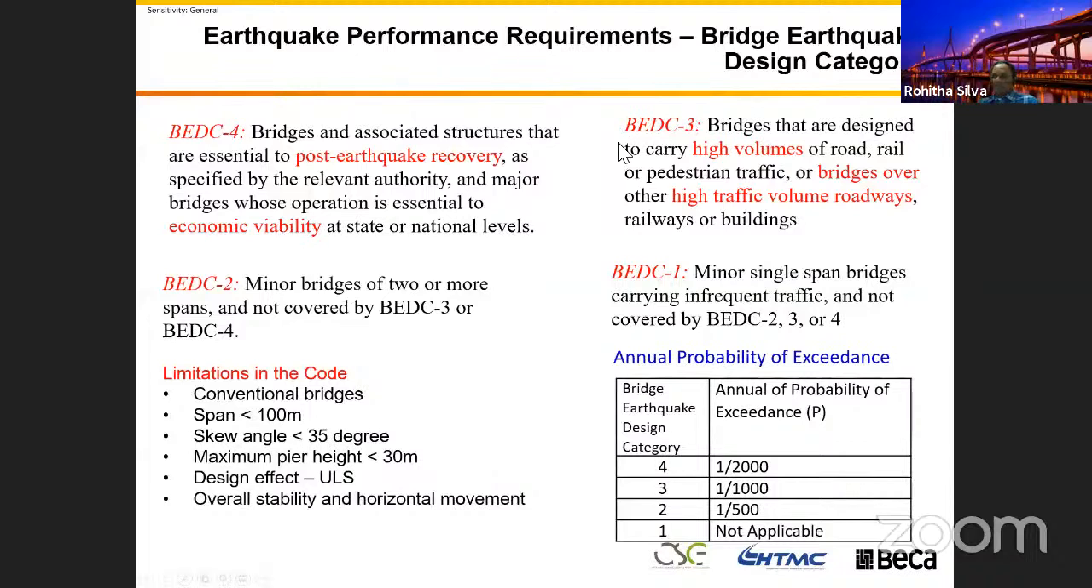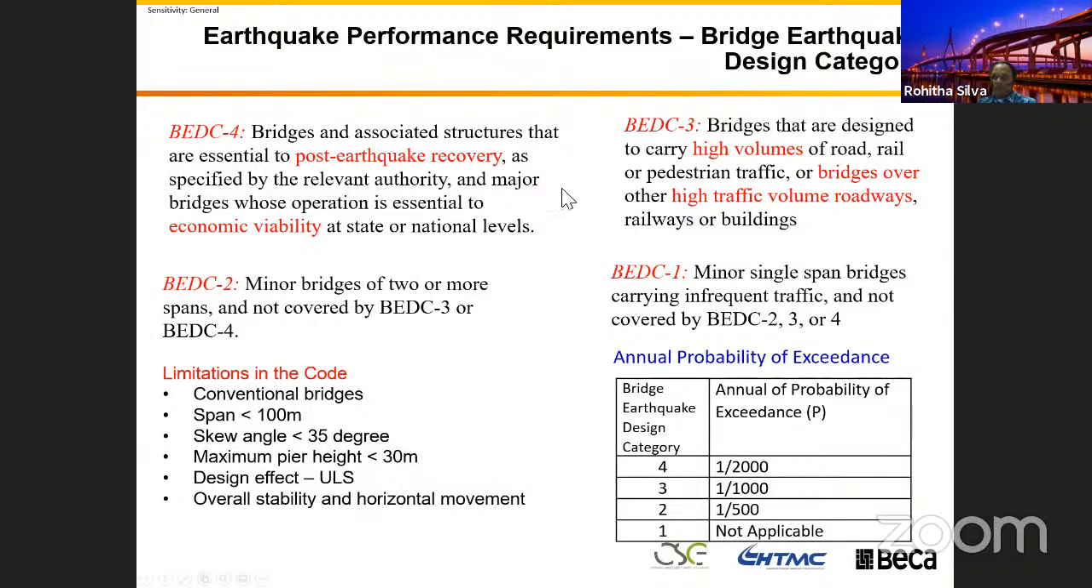And in addition to that, the category number 3, we call the BEDC, the bridge earthquake design category, BEDC 3. This bridge carries a high volume of traffic and is an important bridge. And this bridge is built over another highway. It's a local road, but you are constructing it over an important motorway, right? What happens during an earthquake if this bridge collapses onto your motorway, right? You can't use the motorway.